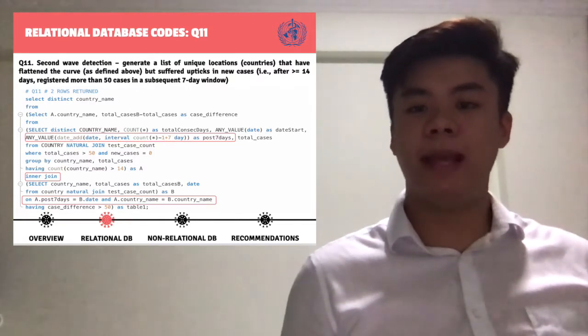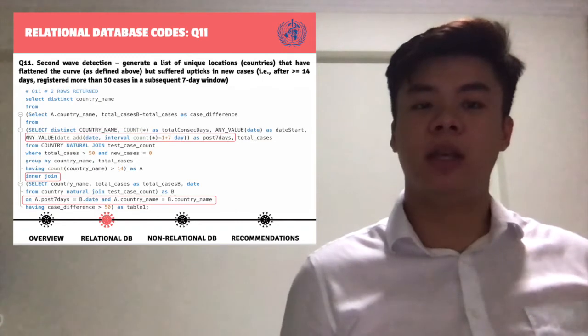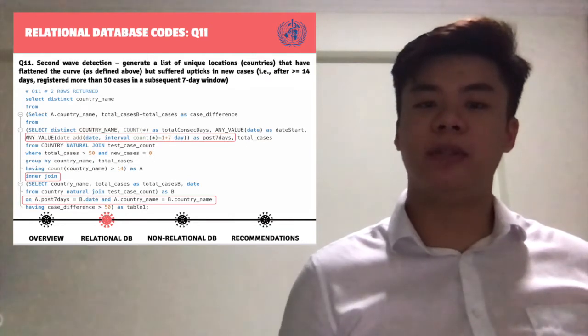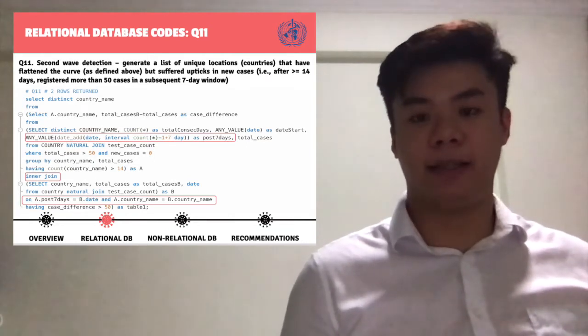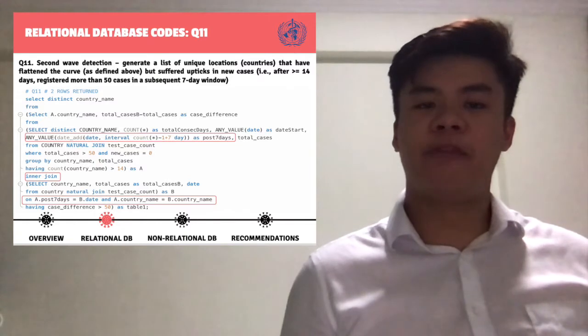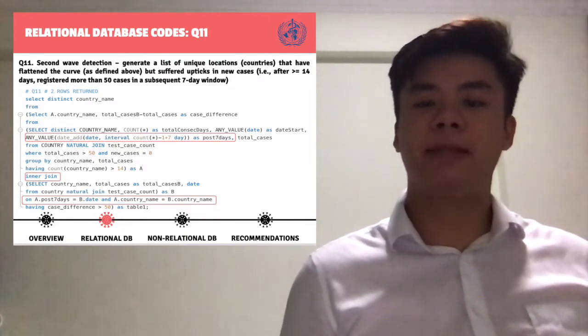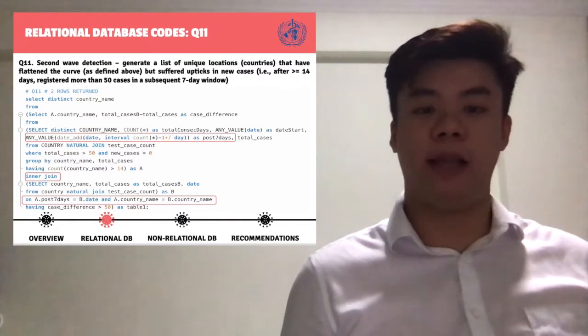By doing so, we establish a link between both tables, showing the total cases before the 7-day window and after it. This allows us to find the difference between them for us to continue to the next step. So in the next step, we find the difference where it has more than 50 cases, and it refers to the upstick in new cases according to question 11.